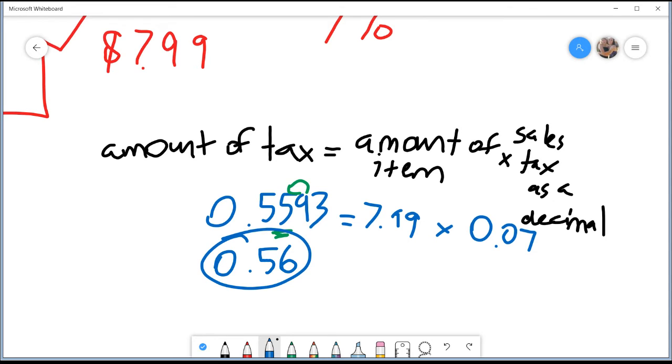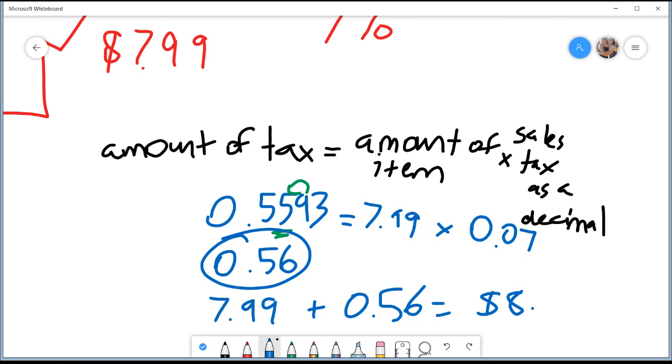This is what we are going to pay in addition to the $7.99 that we already paid. That means we need to add the $7.99 to the 56 cents to get the total amount that we're going to pay. And that's going to be $8.55 for our shirt that we are purchasing.